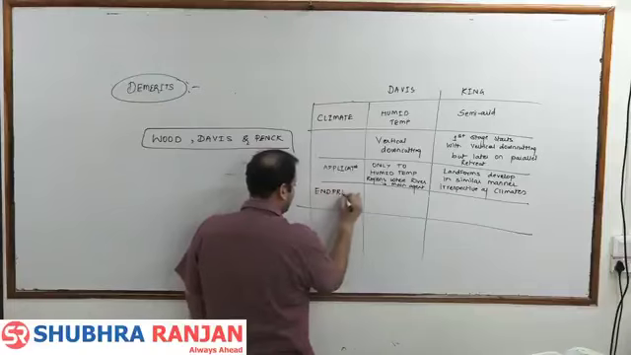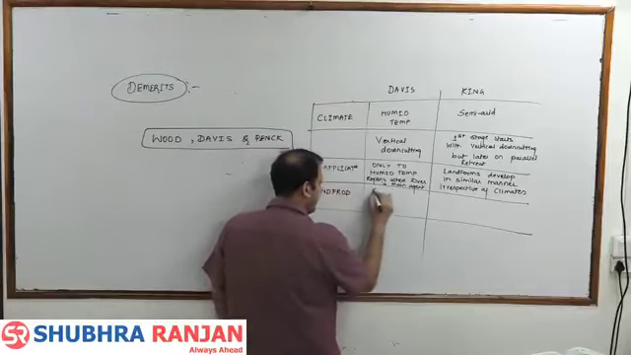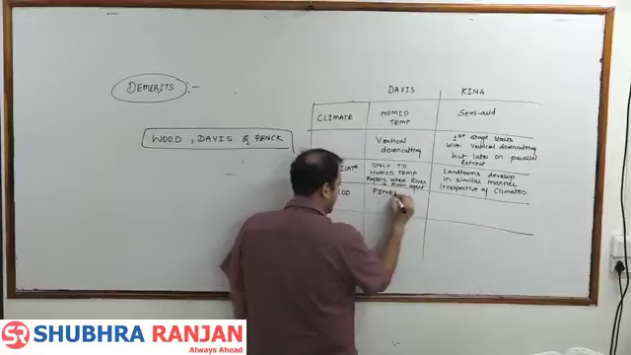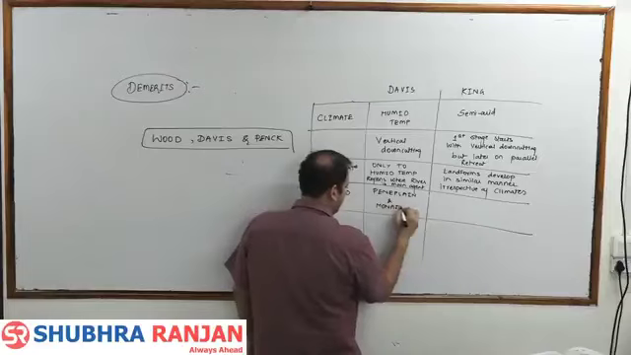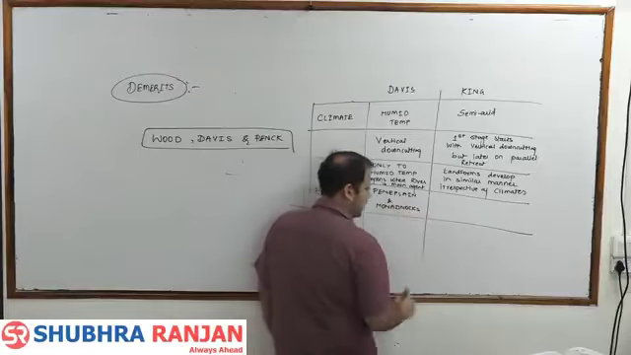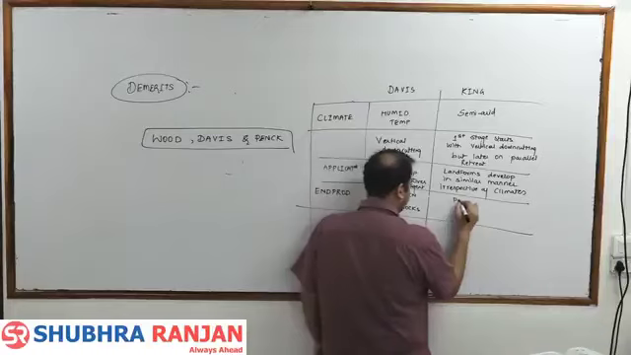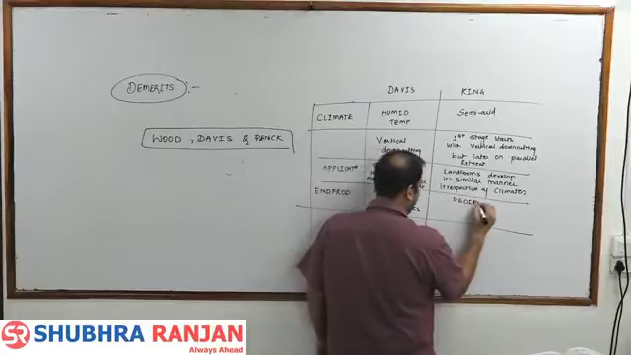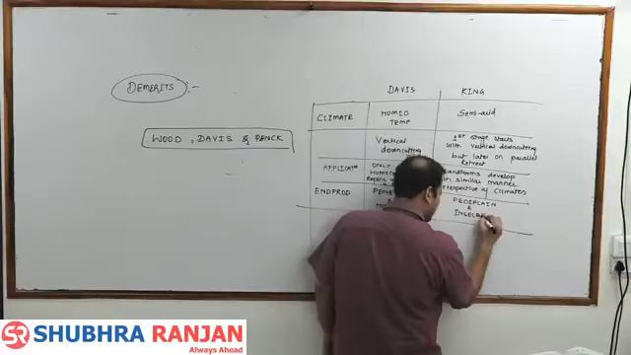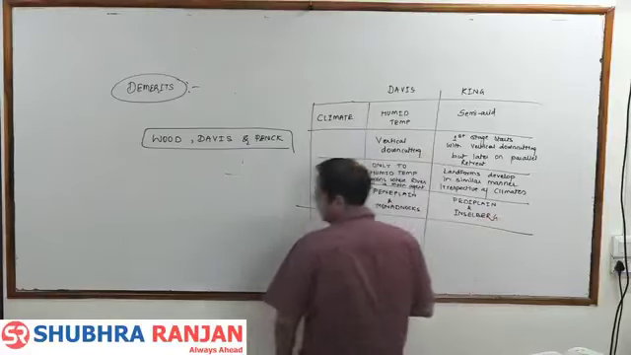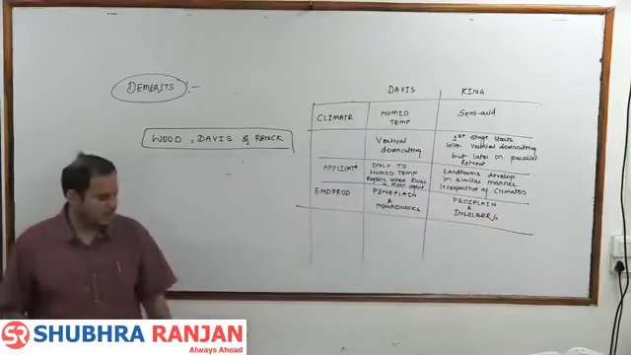End product: peneplain and Monadnocks. End product: peneplain and Inselbergs या Castle Kopjes. Small Inselbergs are known as Castle Kopjes.